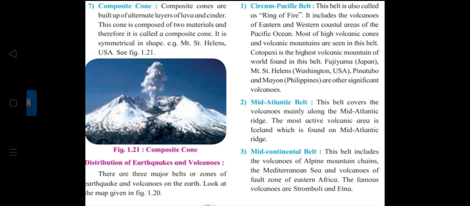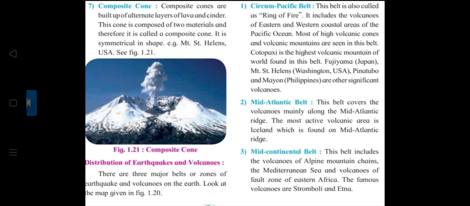Cotopaxi is the highest volcanic mountain of the world found in this belt. Fujiyama in Japan, Mount St. Helens, Washington, USA, Pinatubo and Mayon, Philippines are other significant volcanoes. Now here we are talking about how earthquakes and volcanoes are distributed in certain sections. The mid-Atlantic belt covers the volcanoes mainly along the mid-Atlantic ridge. The most active volcanic area, Iceland, is found on the mid-Atlantic ridge.